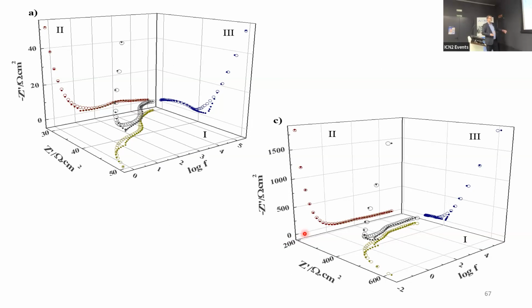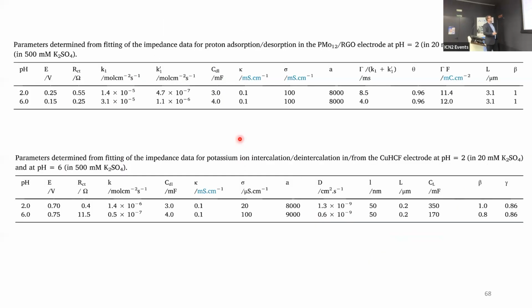So this is some fitting of these materials of this experiment. In this case, we have considered a three-dimensional plot because it is necessary to investigate the imaginary and real part of the impedance and the frequency. And here we have some results, some parameters obtained from this fitting.